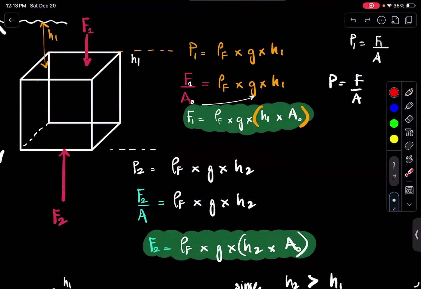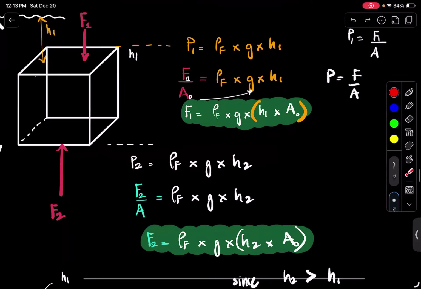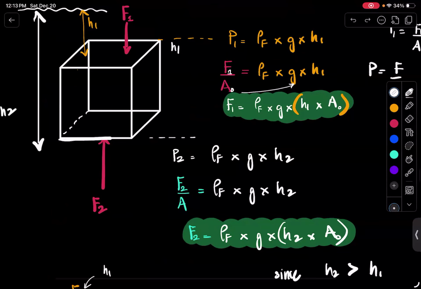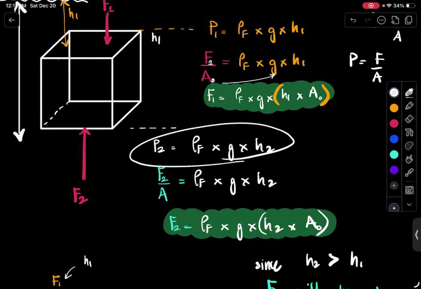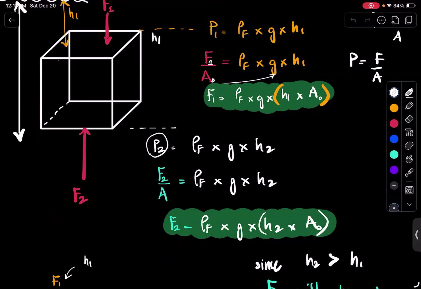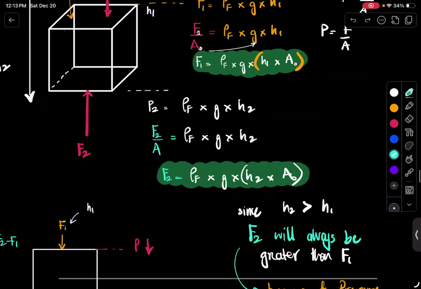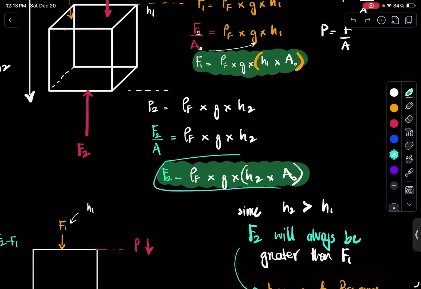At F2, because the pressure is higher due to a larger depth, the force must also be higher, right? If the pressure is higher due to a greater depth, then the force at the bottom face should also be higher. So P2 is equal to rho gh2, and rather than writing pressure, I've written it in terms of force, because that's what we want to solve for. So F2 is equal to rho gh2 into A.